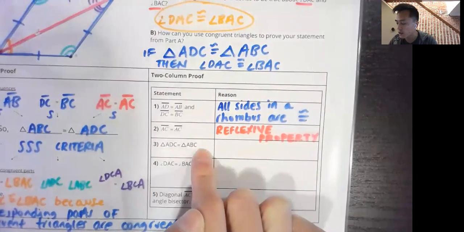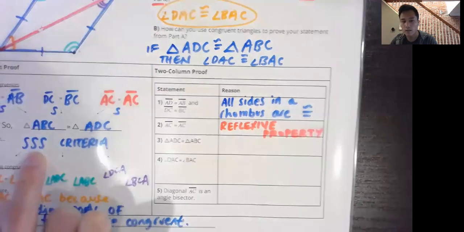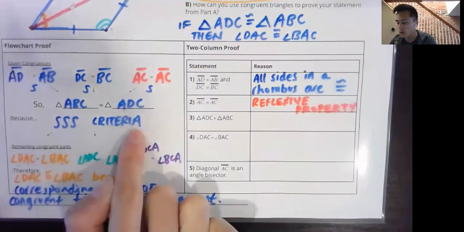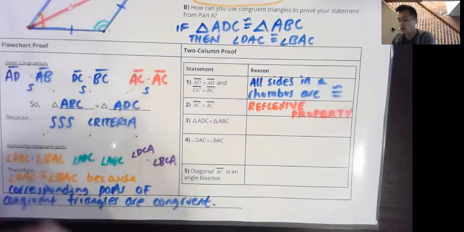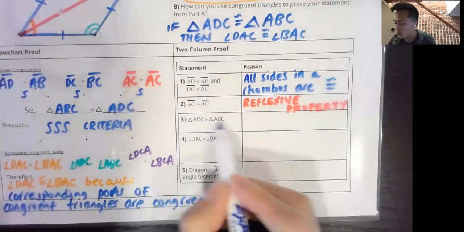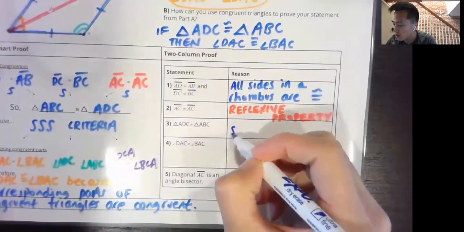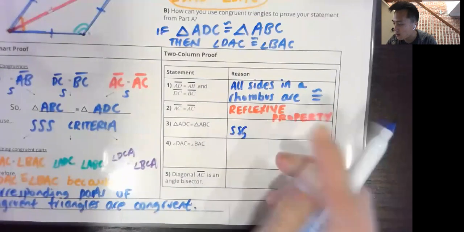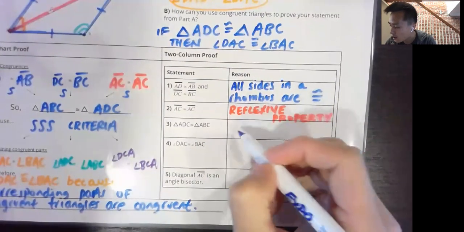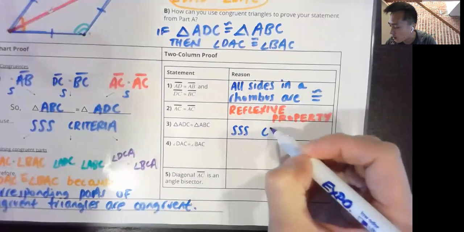Okay, next, after we've established that these three sides are congruent, then now we're saying that the triangles are congruent. And the reason why? Well, we said because of the side criteria, we can conclude that they're congruent. So I can write the same thing here. These two triangles are congruent because of the side. Sorry, that's a little messy. Try again. Side criteria.